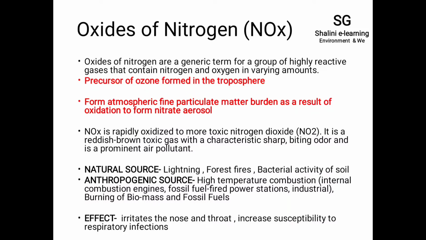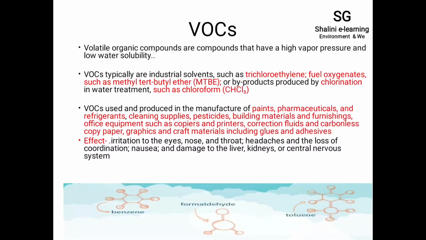Anthropogenic sources include high temperature combustion or internal combustion engines, fossil fuel fired power stations, industrial processes, and burning of biomass and fossil fuels. The short-term effect may be irritation of the nose and throat and increased susceptibility to respiratory infections. Now next is VOCs, volatile organic compounds.